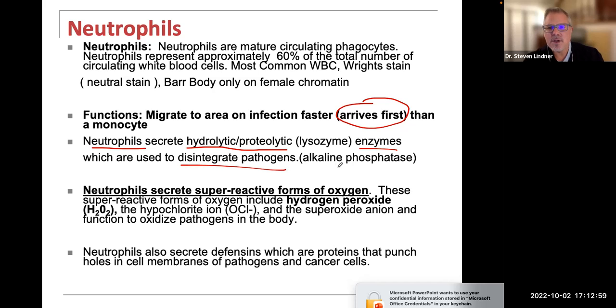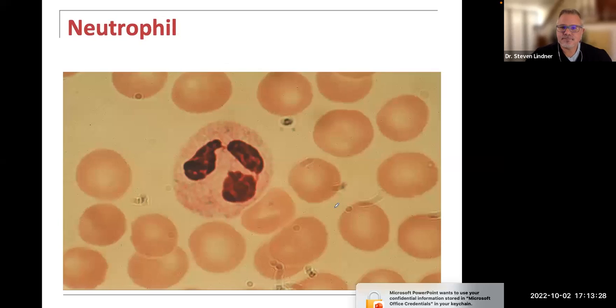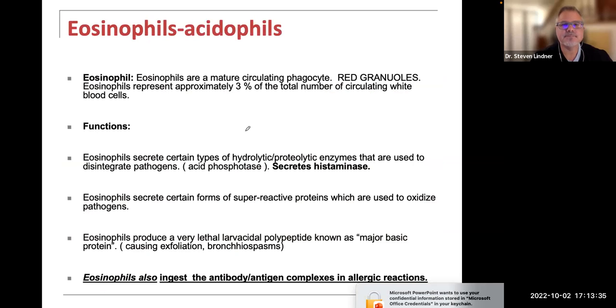Neutrophils also secrete something called alkaline phosphatase. Again, anything that ends in ase is an enzyme. Neutrophils are also going to secrete a super reactive form of oxygen, including hydrogen peroxide, right? Think of what many people put on a cut. They'll open up the brown bottle, put it on a little piece of cotton and put it on a cut, hydrogen peroxide. Here's a neutrophil, with 3 heads to the nucleus, 3 to 5.